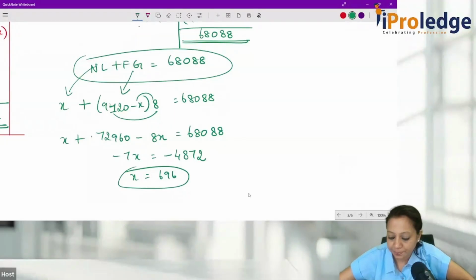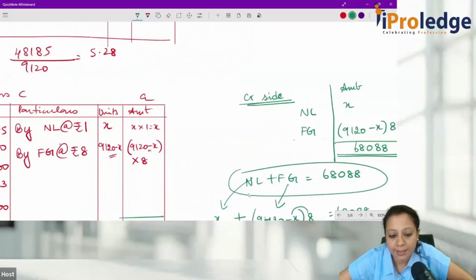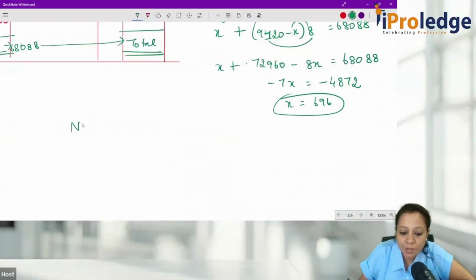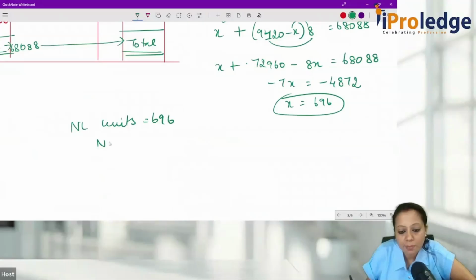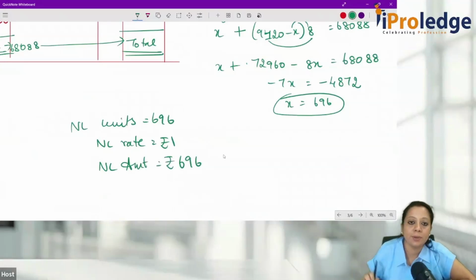Shall we proceed now? Many people do up to this correctly. So normal loss units is equal to 696. Normal loss rate is equal to rupees 1, obviously for process C. So normal loss amount is equal to rupees 696. To this they do correctly.